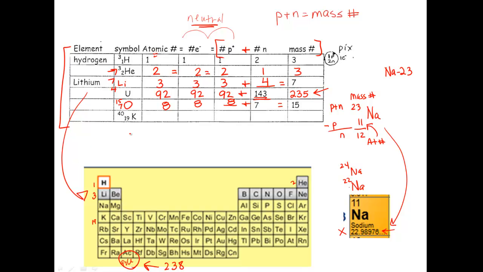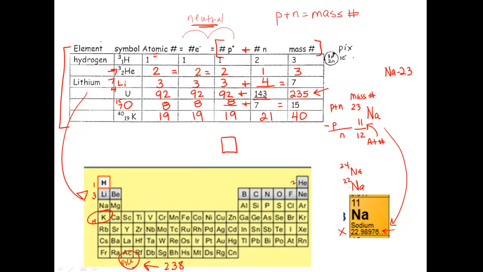And of course, the last one, we're given most of the information. This should match up. Potassium is element number 19, 19 protons, 19 electrons when neutral. Mass number is 40, and it would therefore have 21 neutrons. But this is how you can use this information to get the number of neutrons if you're interested, or to get the mass number.